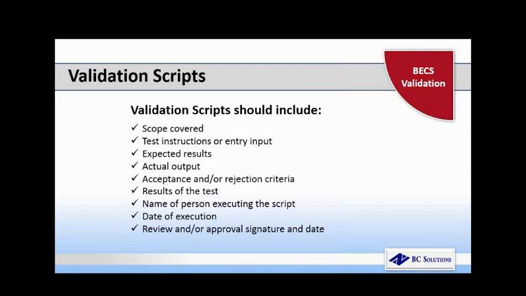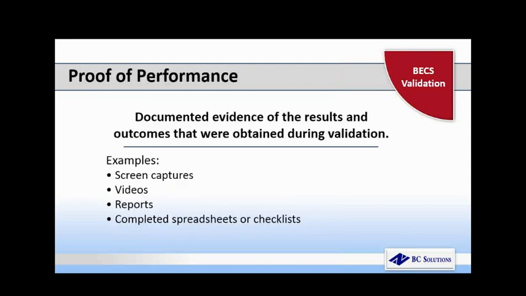You need to include the name of the person executing the script as well as the date the script was executed or implemented. And there should be a place on each script for the review signature of the person who reviewed the document and the date that they reviewed it. Someone who has been given the authority in the validation plan to review the documentation and review the validation and make an approval of whether it's acceptable or not. Next slide, please.